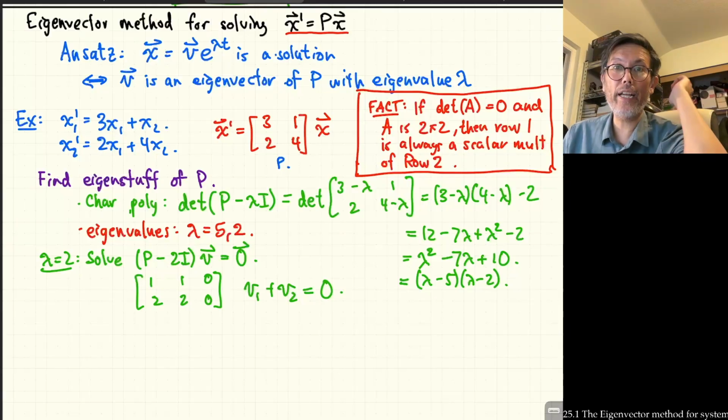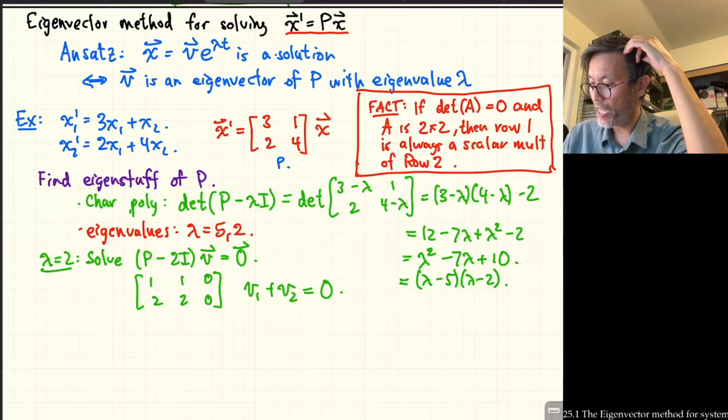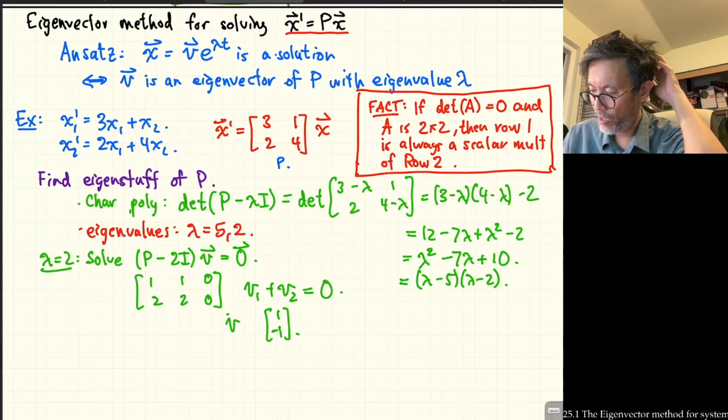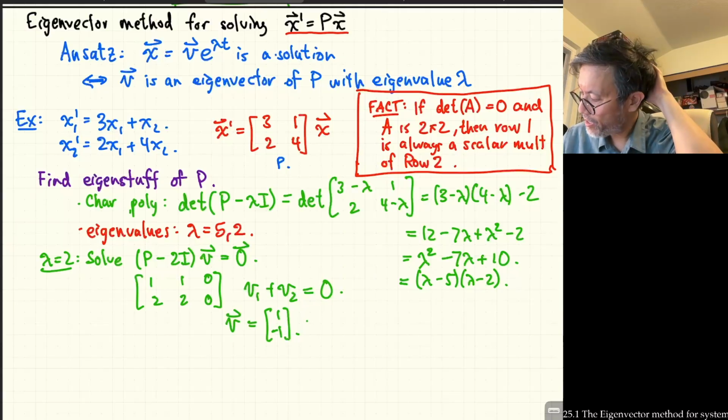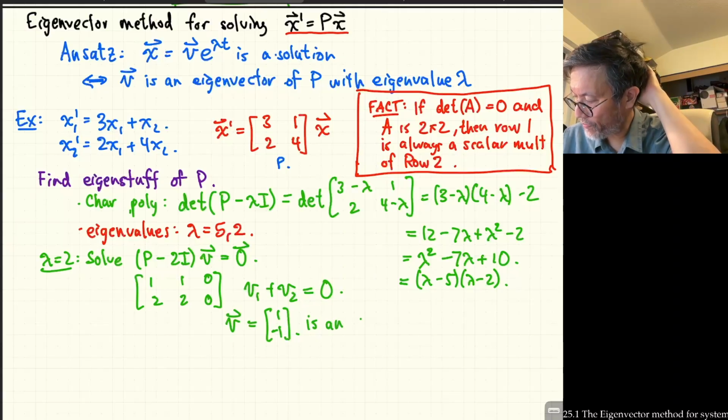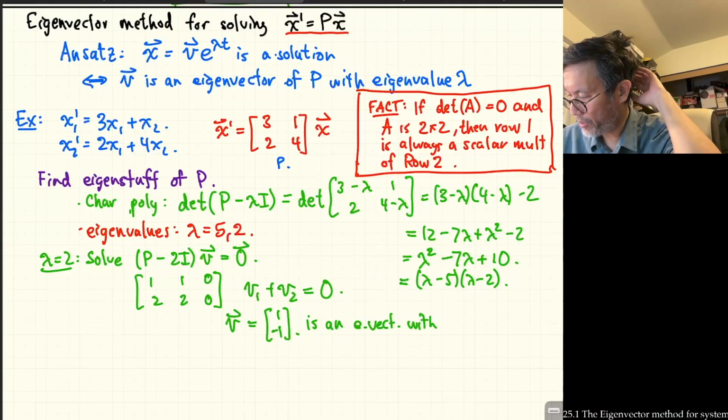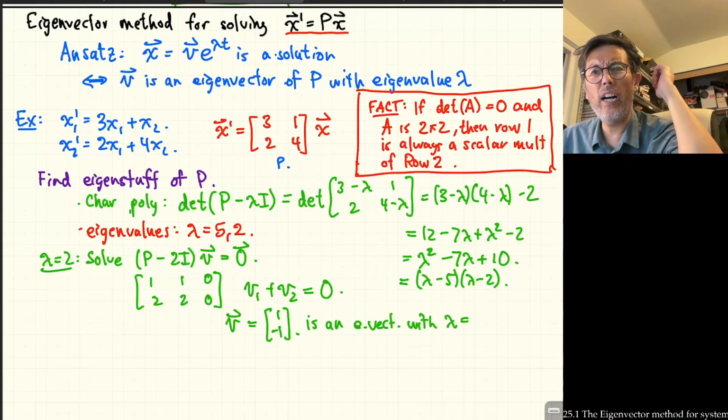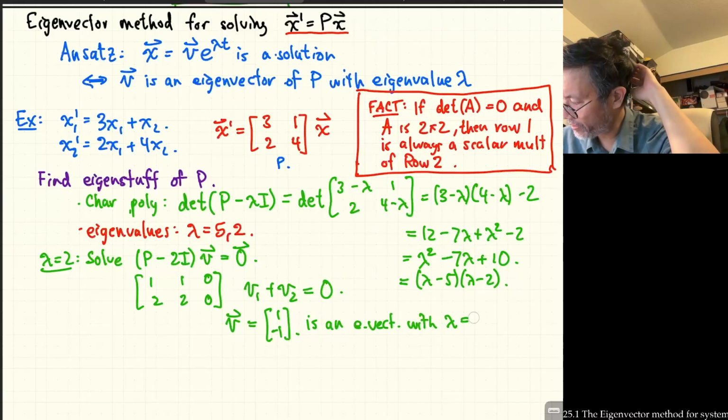Now we need to find a vector v1, v2 which satisfies this constraint. And it's pretty clear, is it not, that 1, -1 does the job. So v equals 1, -1 is an eigenvector. I'll just write E vector with lambda equals 2 in this case.